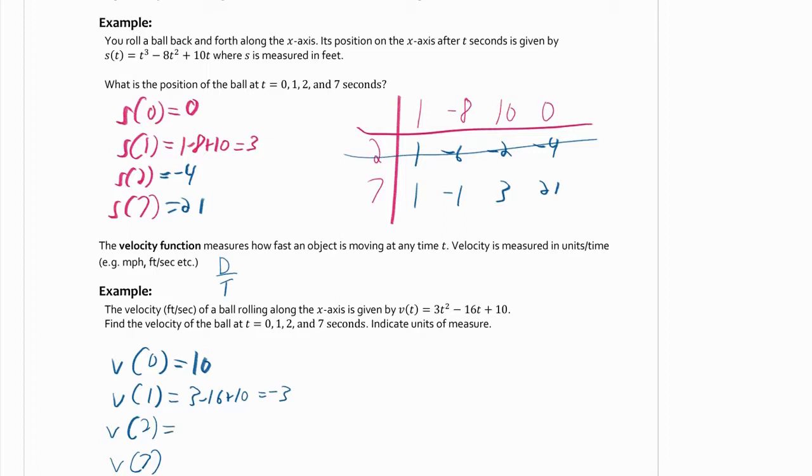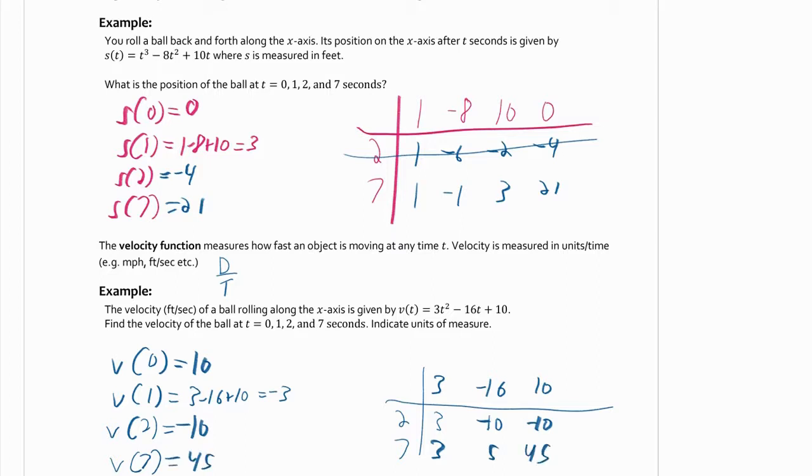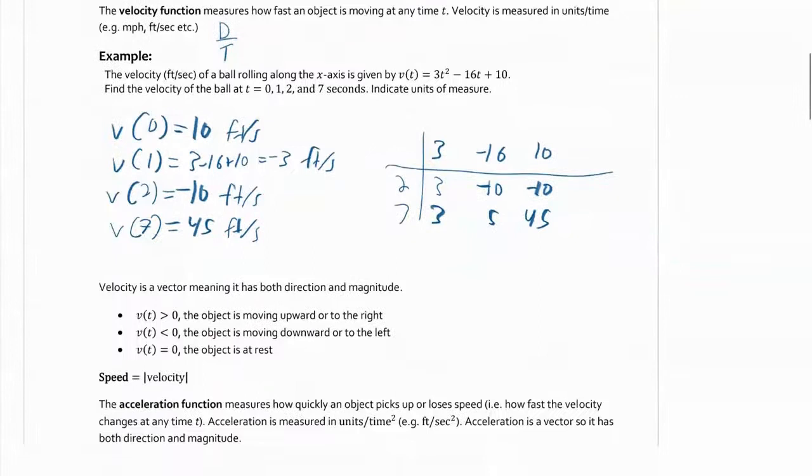Plug in 2. I'm going to do synthetic division on this because I'm also going to do 7, so I might as well just do the same process. So 2 and 7, bring down the 3, multiply, add, and multiply and add, and I get negative 10. And then 7, multiply, add, and add, and I get 45. So given that all of these units now are also in feet per second, which is crucial to understanding what's really happening with this. Now, velocity is a vector, meaning it has both a direction and a magnitude.